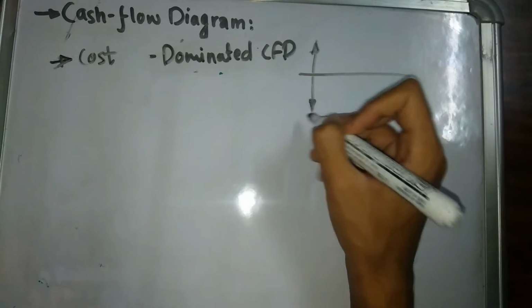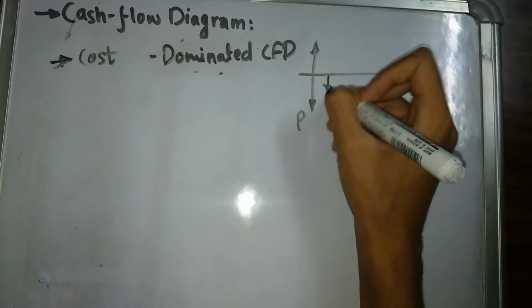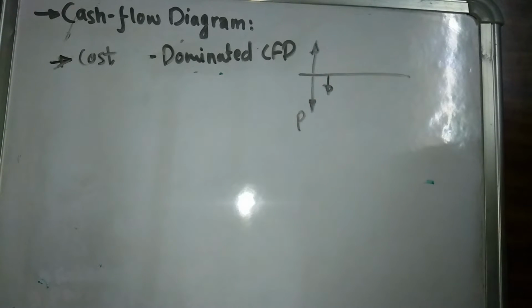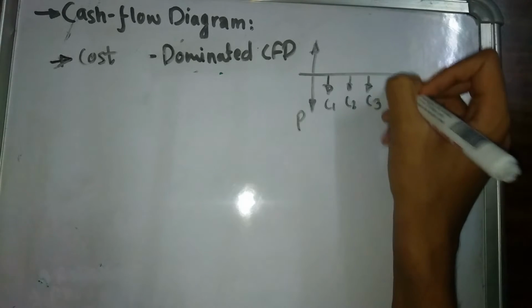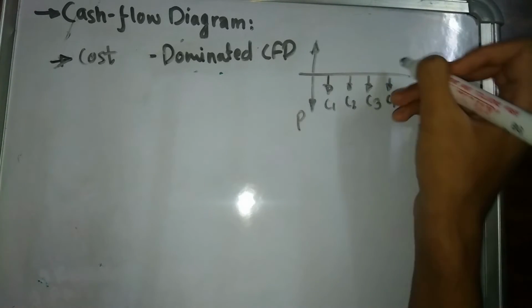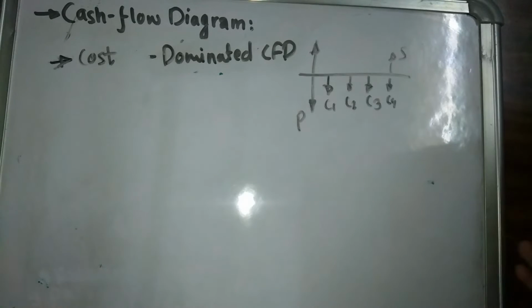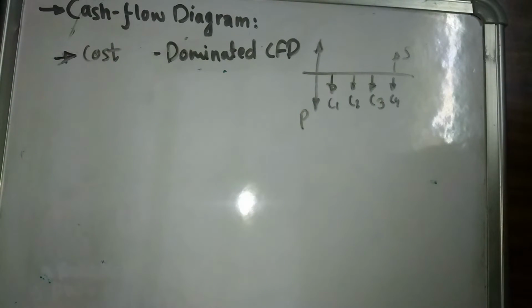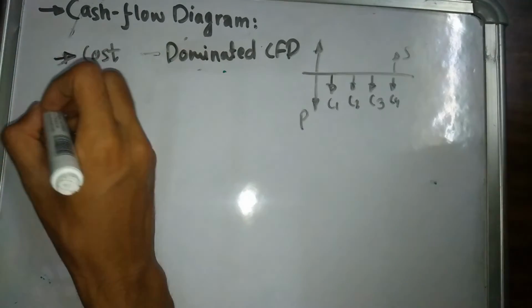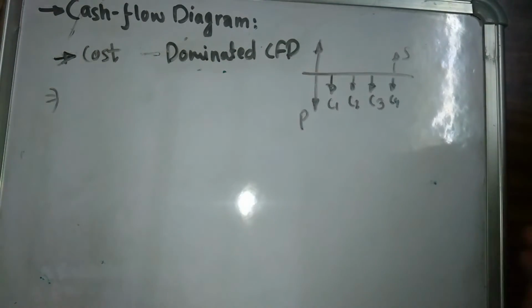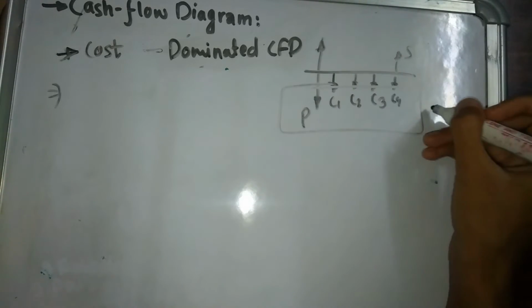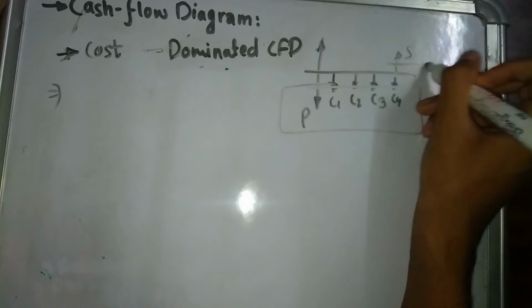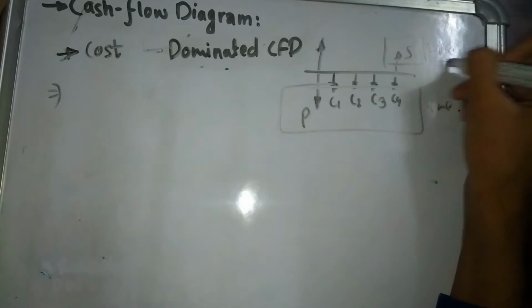So in our cash flow diagram, this is our P, the initial investment, and we are going to have certain costs every year, which can be denoted as C1, C2, C3, C4 respectively, and you are going to have a salvage value at the end of the time. I'm just going to do this really quickly because I've already explained step by step. So in our cost dominated cash flow diagram, we're going to take our cash outflows as positive. So all our cash outflows are treated as positive, while our one cash inflow, the salvage value, is going to be treated as negative.